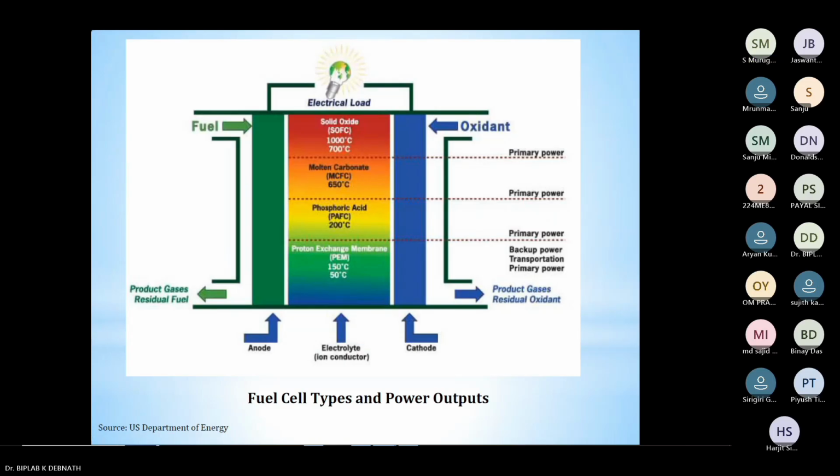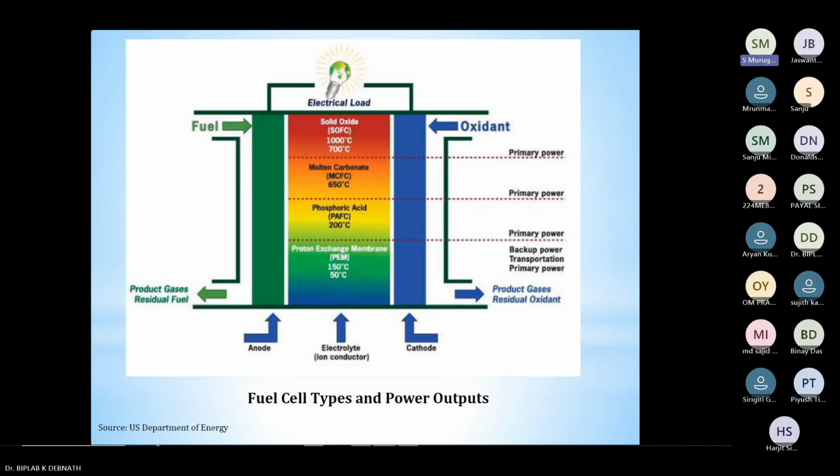So here, of course, the illustration gives the operating temperature of different fuel cells. As I told, fuel is supplied on the anode side, air is supplied on the cathode side, and in between you have the electrolyte. Now, the proton exchange membrane fuel cell can be operated between 50 and 150 degrees Celsius. The phosphoric acid fuel cell can be operated up to 200 degrees Celsius. The molten carbonate fuel cell has a maximum operating temperature of 650 degrees Celsius. Solid oxide fuel cells can be operated between 700 and 1000 degrees Celsius.